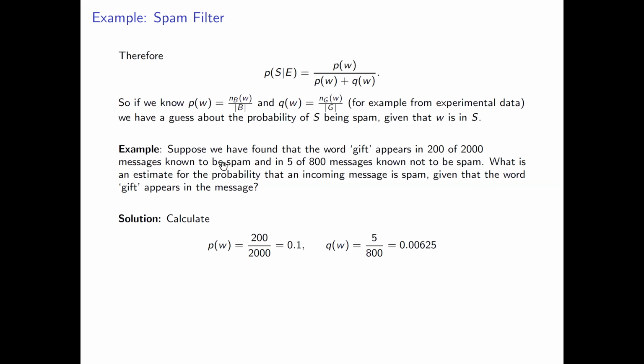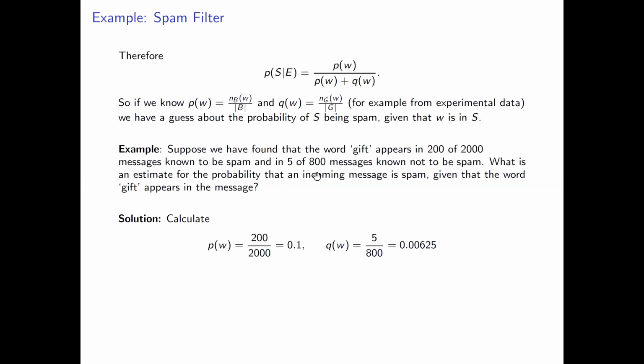Right, so we want to calculate P of W and Q of W. To calculate P of W, we have 2,000 messages that are known to be spam. So the cardinality of B in this case, which are the bad messages, is 2,000. And we know that the word gift, which is W in this case, appears in 200 out of those 2,000. So the function P of W is going to be 200 divided by 2,000, which is 0.1.